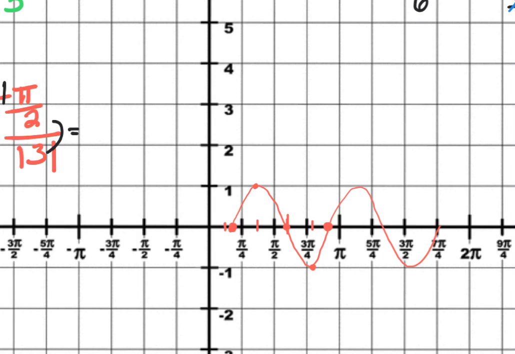Does that make sense? So when you graph these, when it has a phase shift, you want to mark your starting and your ending point, and divide it in fourths. How is the frequency?